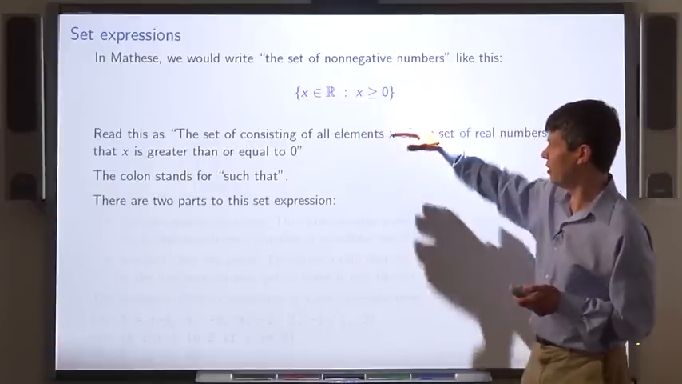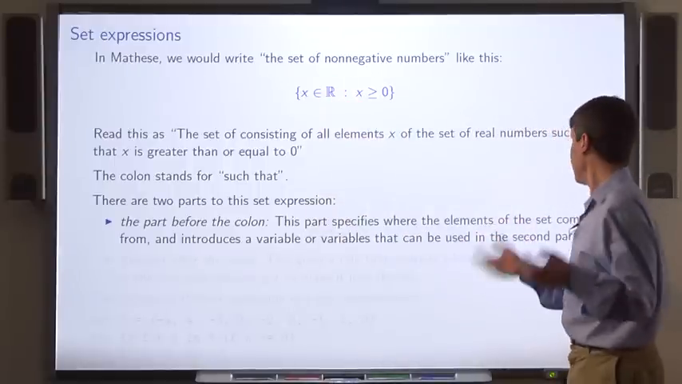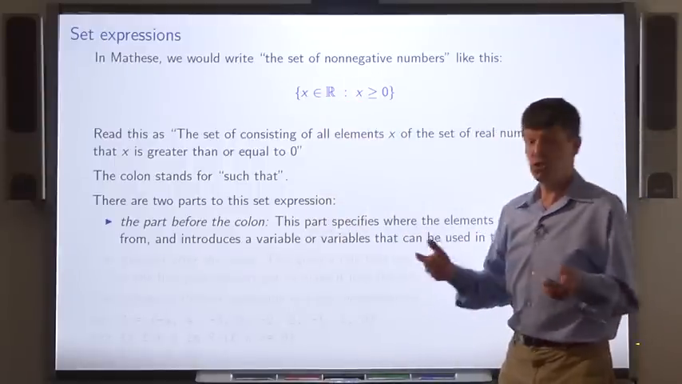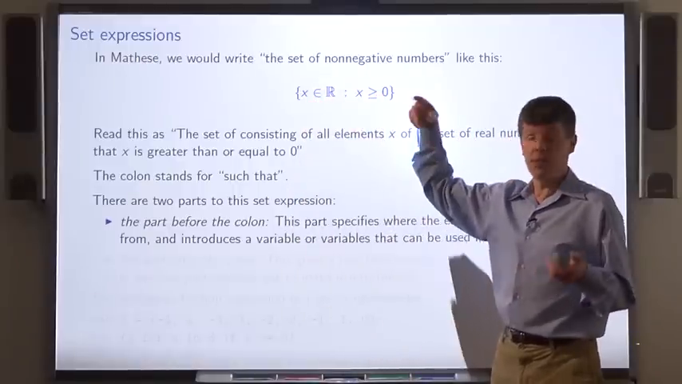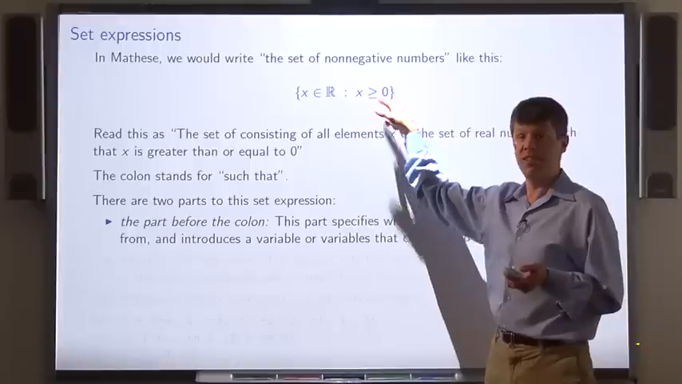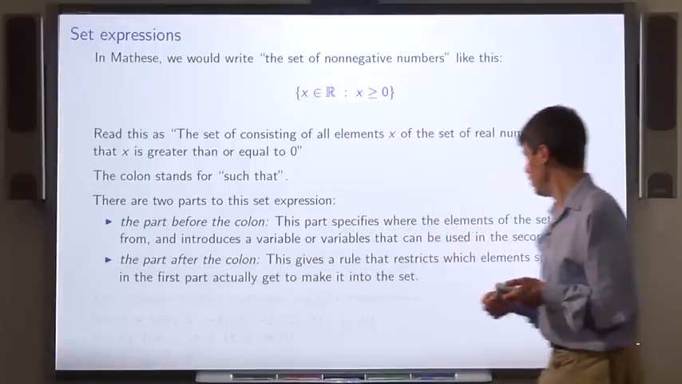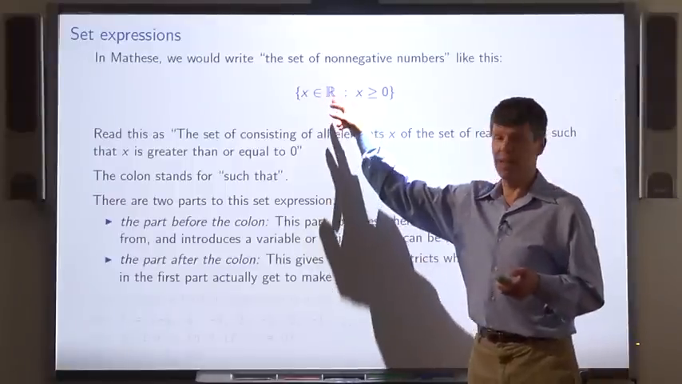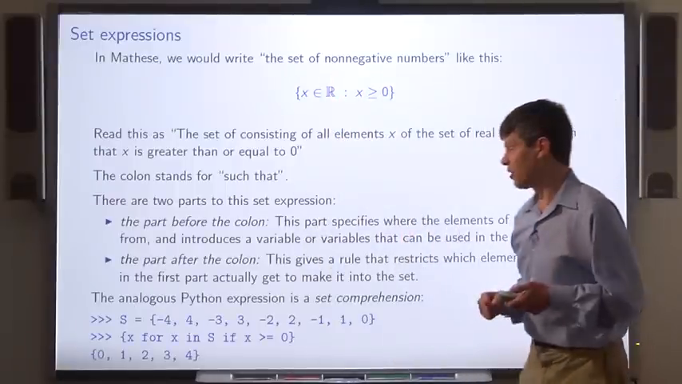So there are two parts to this expression. The part before the colon tells us where these elements come from, and introduces a variable to refer to them so that I can impose conditions in the second part. The second part gives a rule or constraints or conditions that say which of these elements belong to the whole set. There's an analogous Python expression.